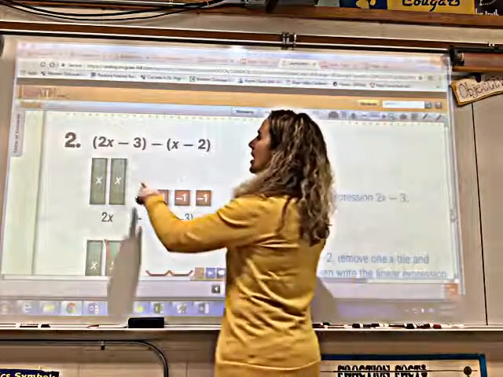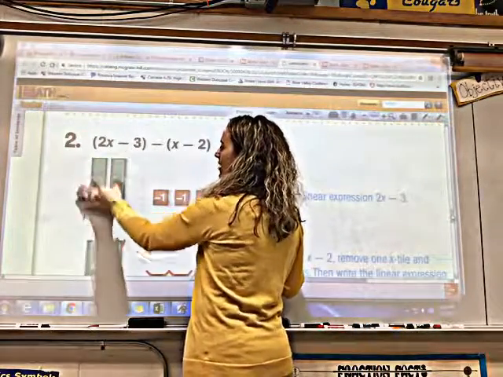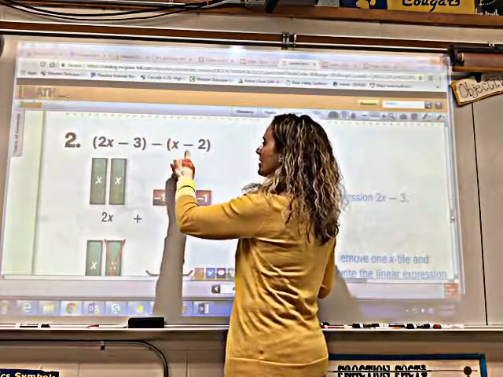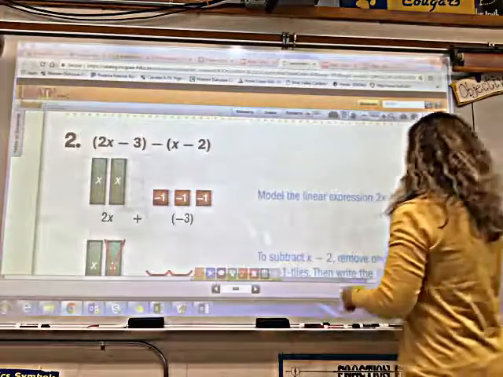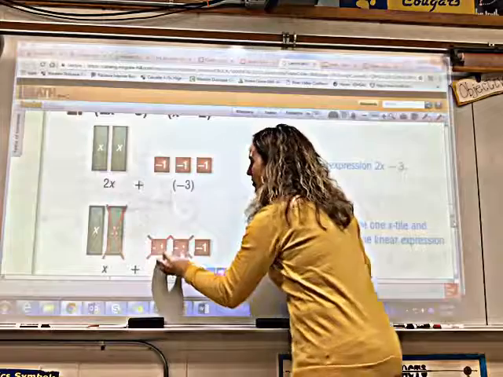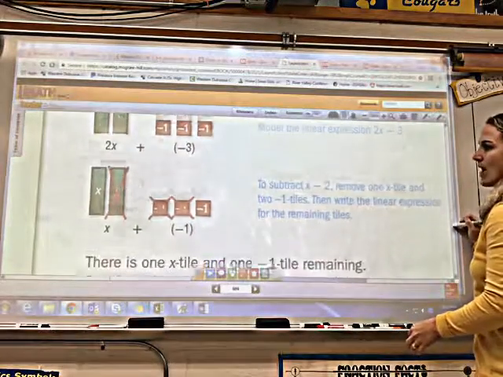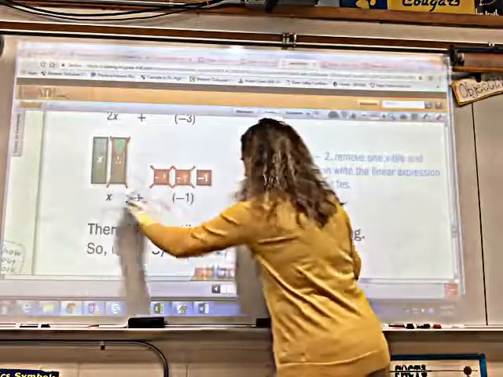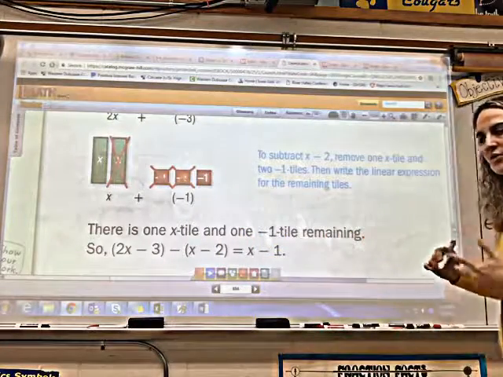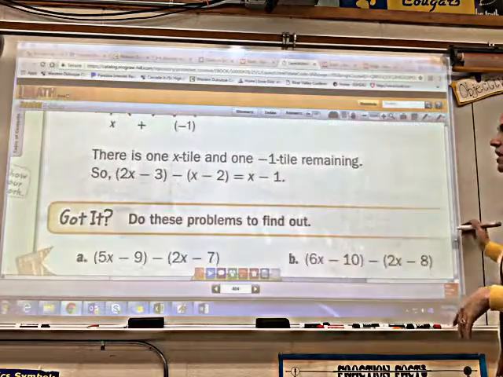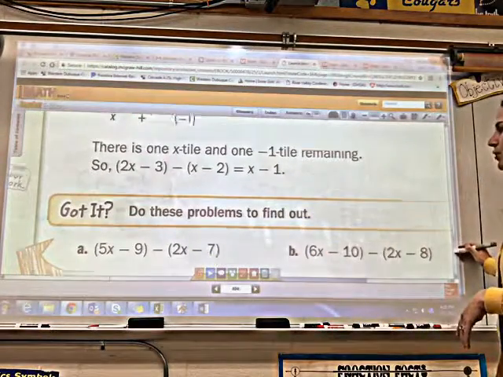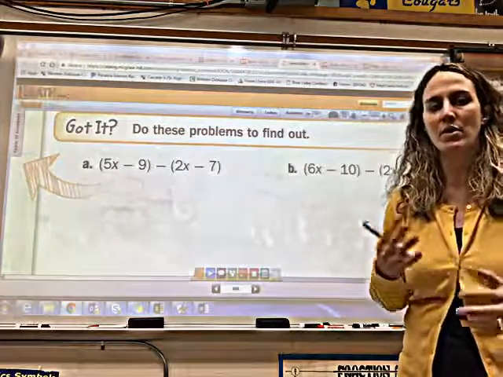Here I have 2x minus 3, so I've got 2 x's and 3 negatives, and I'm taking away x minus 2. You can see down here, they're taking out 1x, and they're taking out 2 negatives. So when I look at what I have left, I've got 1x, and then I have 1 negative left. So technically, after I subtract those 2 linear expressions, my result is going to be x minus 1.